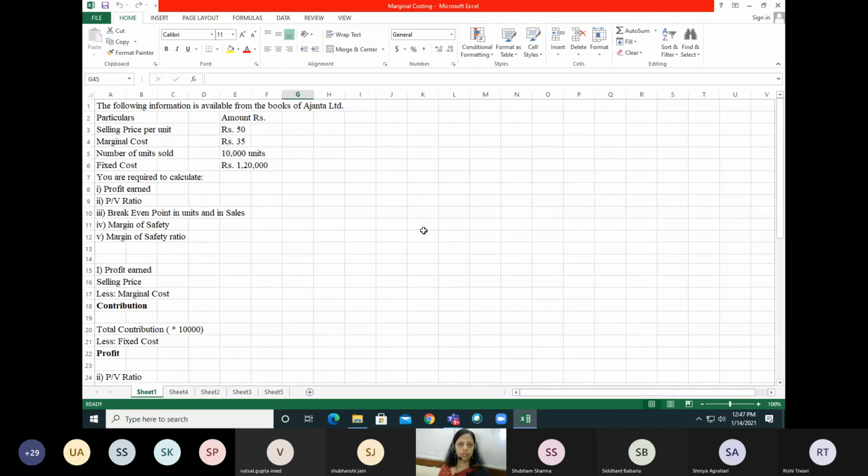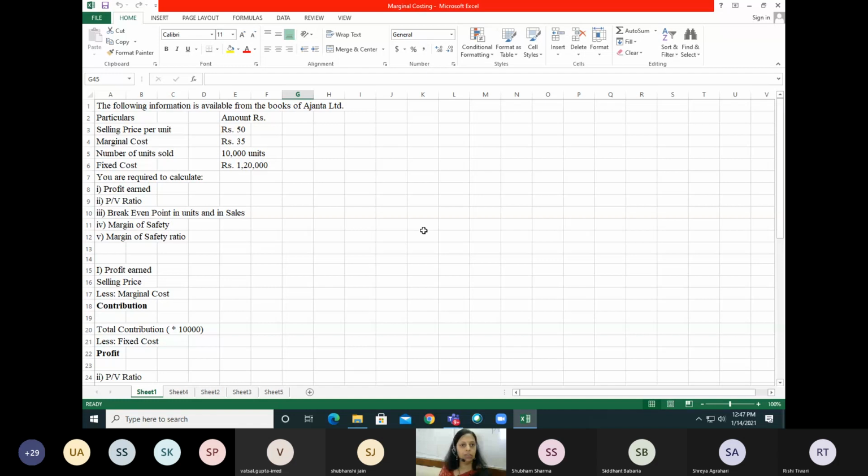So last lecture we have seen the theoretical base of marginal costing as well as the formulas which are used in cost volume profit analysis. Now today we will solve the first question on marginal costing. So read the question given.